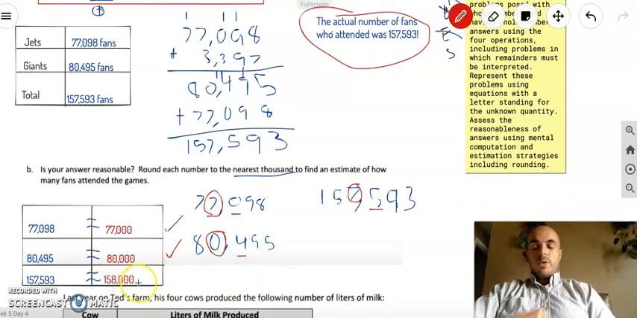Okay, so the estimate for the total is 158,000, but the actual total was 157,593. So the difference between those two is only about 400 people. And again, we're talking hundreds of people in a stadium, and now we're dealing with a total of about 158,000. That's very reasonable. Absolutely, because that's a very small difference between the two.